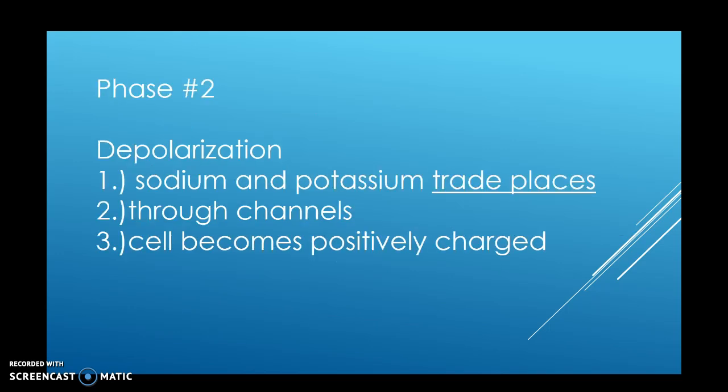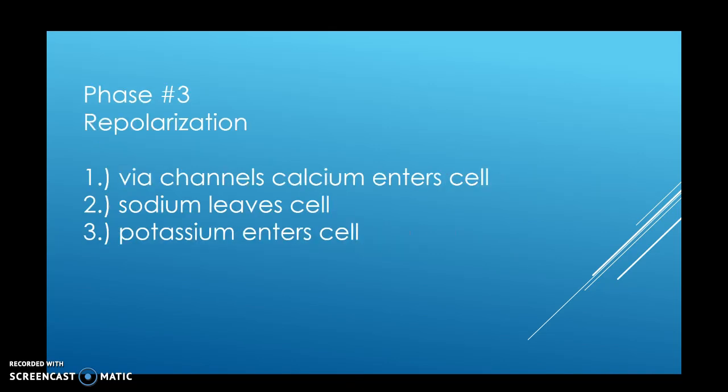Okay? Phase 2, when depolarization happens, sodium and potassium trade places. So I want you to draw another circle right beside that. Label it depolarization. Put sodium on the inside and potassium on the outside. Okay? So when sodium moves inside, the inside of the cell becomes positive and the outside becomes negative. So then that cell becomes positively charged. Okay? So this is depolarization.